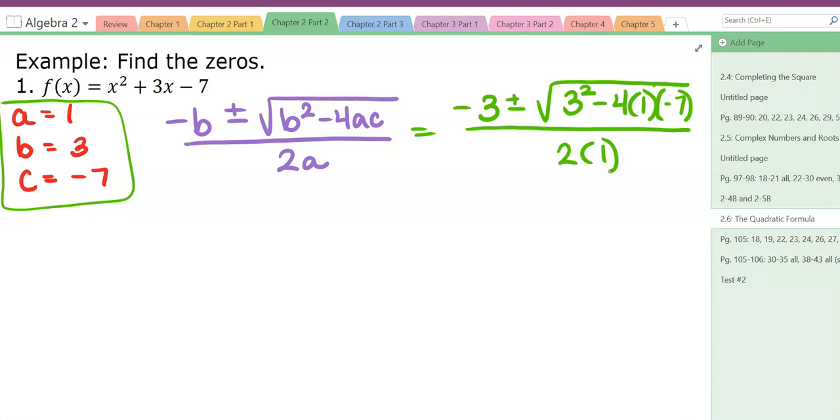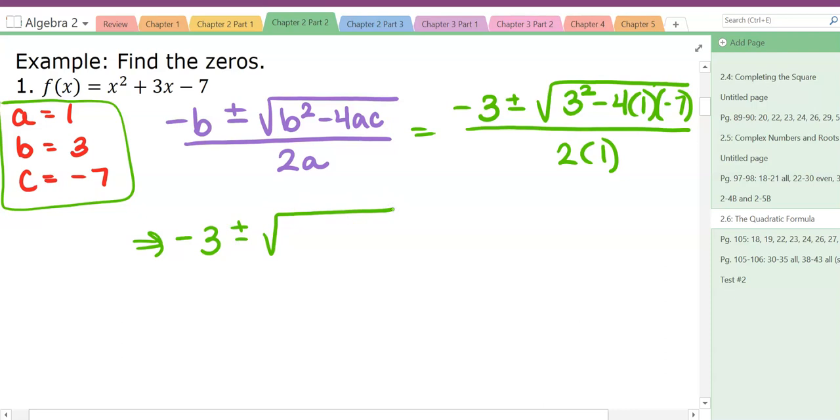So what I do next is just try to simplify piece by piece. So don't try to do too much at one time because that's how mistakes can happen. I'm going to focus on underneath the square root portion, and then I'll also simplify the denominator of this fraction. So I've got negative 3 plus or minus. Now underneath the square root, 3 squared is a 9. Minus, if I take 4 times 1 times negative 7, that's going to be negative 28. All over 2 times 1 is 2.